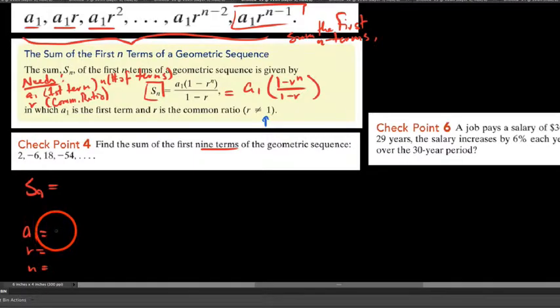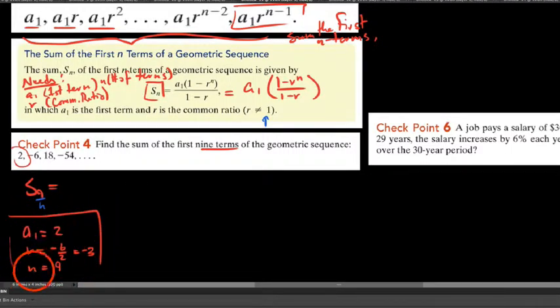In this particular case, the value of our first term is just this 2. And what's our r value here? Let's grab a couple terms. Negative 6 divided by 2 is negative 3. So our common ratio is multiplying by negative 3 every time. And our n in this particular case happens to be just 9. We're going to add together 9 terms of the sequence.